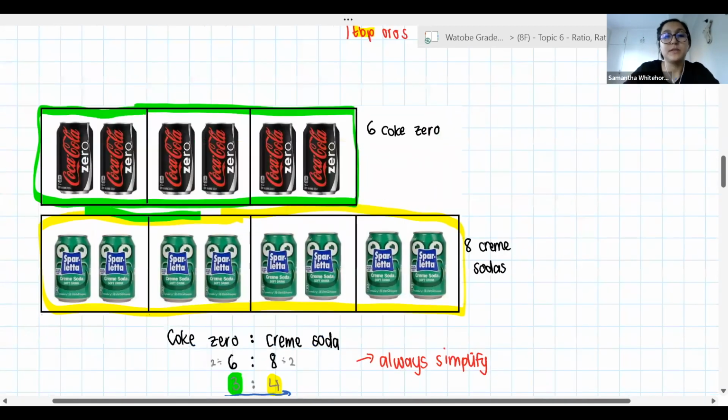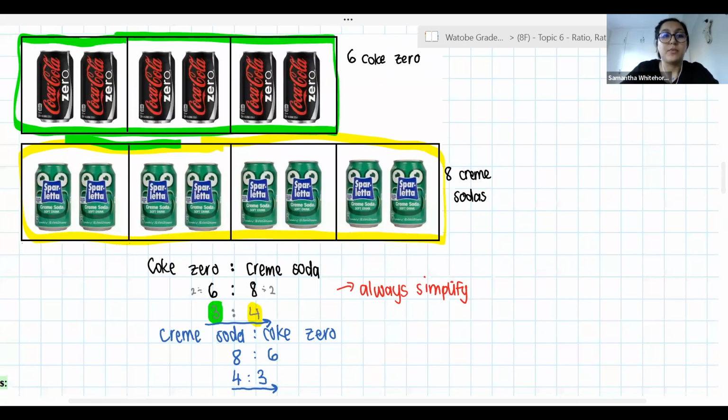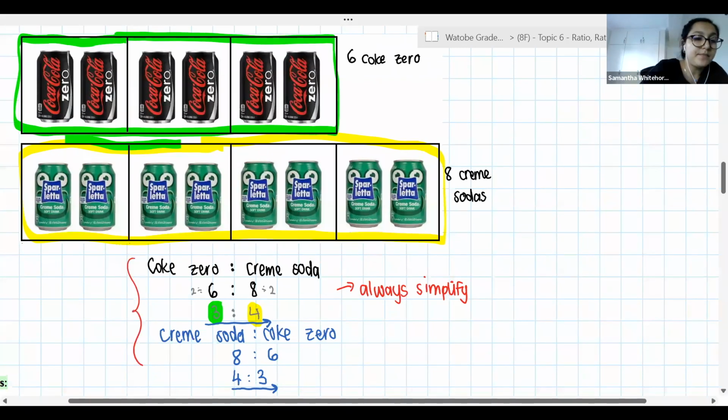So the order that you write your ratios in is very important. I'm just going to make a note here. And we always want to simplify our ratios.